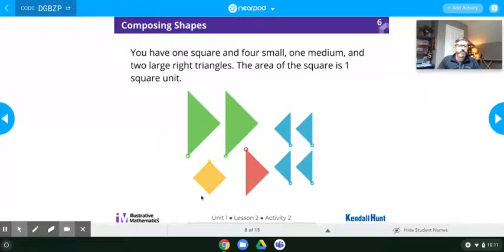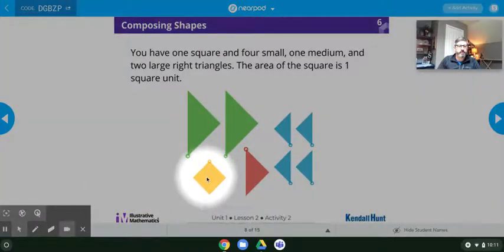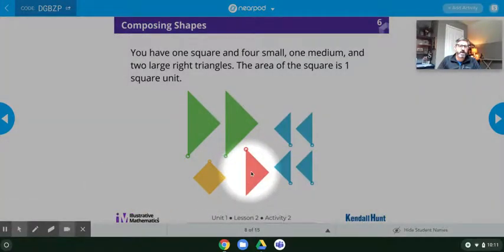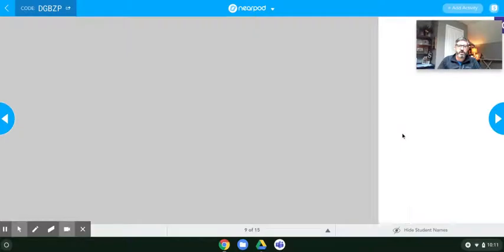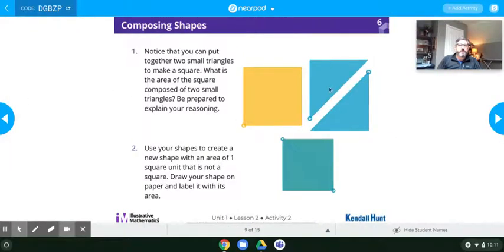So here are the shapes that we're going to be working with. We've got a yellow square. We've got a medium-sized red triangle. Then we've got 4 small blue triangles, and then 2 big green triangles. So we're going to be putting some of those together to see if we can make a different shape to find the area. Remember we had some blue triangles. We're going to take 2 of those and see if we can make a square out of it. So this square has an area of 1 square unit. So the area is 1.